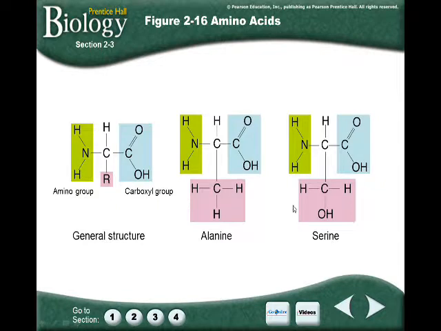It's different than this amino acid. This is a different R group. It's got a carbon and some hydrogens, but this one has an oxygen. The R group is a little bit different, and it makes a different amino acid called serine.